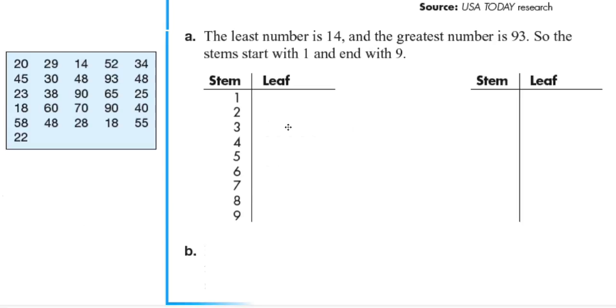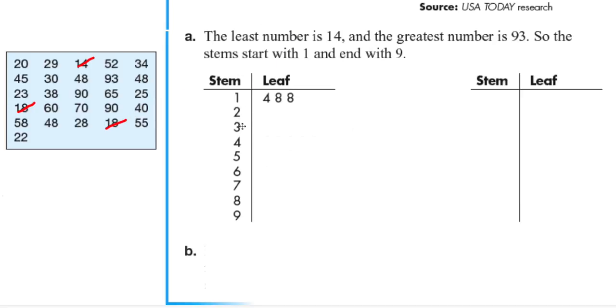If we start creating our leaves in stem 1, we have 4, 8, 8, because you have 14, 18, and 2 18s. Okay, right here, 14, 18 here, and 18 again.